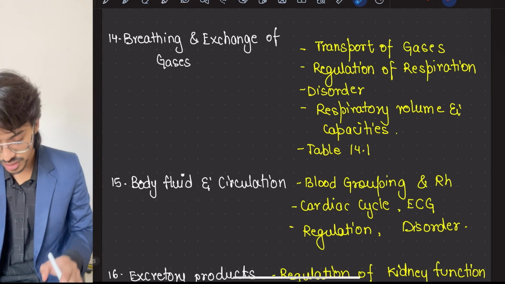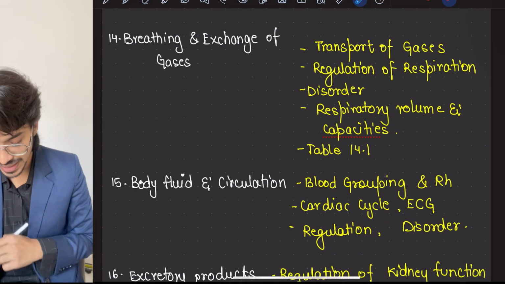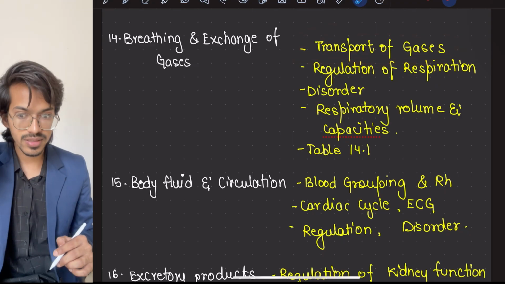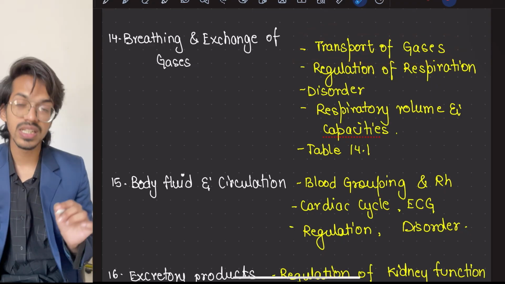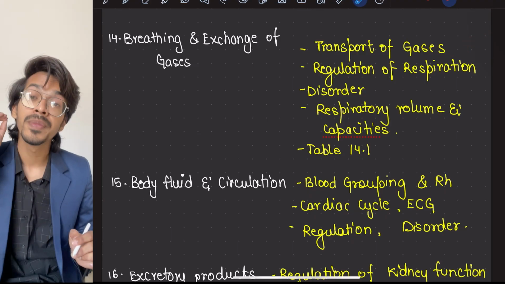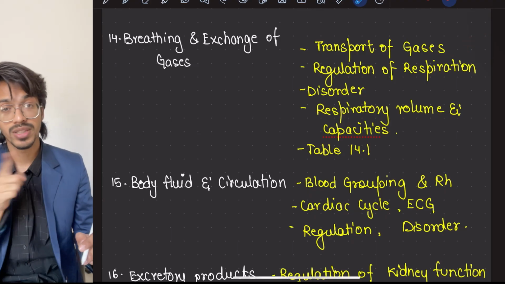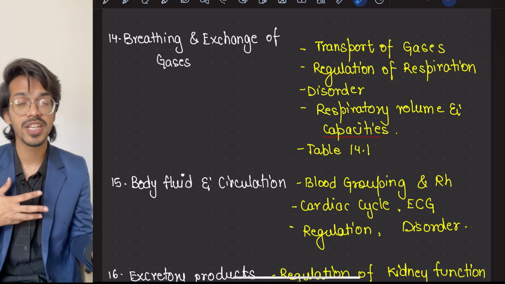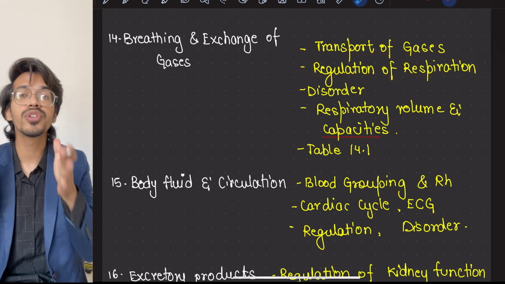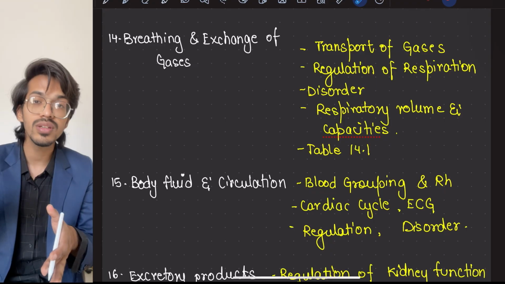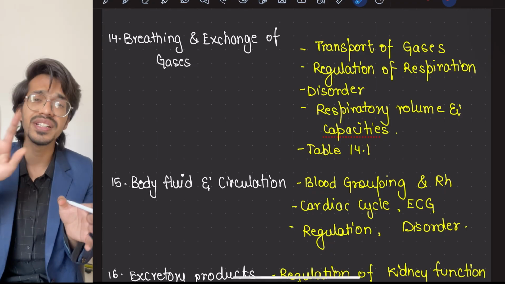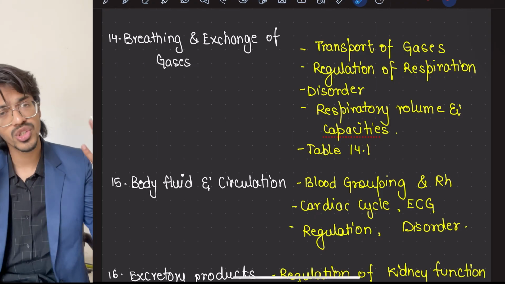Okay, moving on to the last unit of the 11th class, breathing and exchange of gases, transport of gases, very important. Statements, concepts, anything can come, and we have discussed this transport of gases in our series also, so you can check that out also. Then the regulation of respiration, which is very important in all the chapters of your human physiology. Regulation of the organ which we are studying and the disorders related to it, super important, question will definitely come.